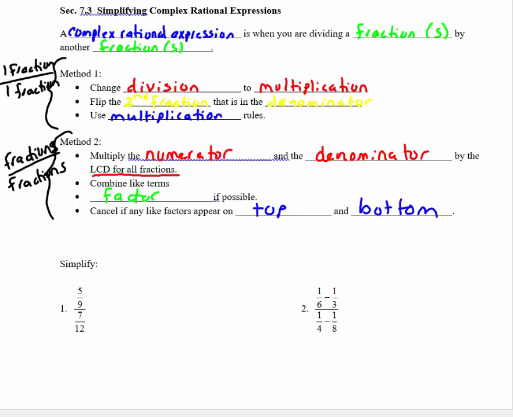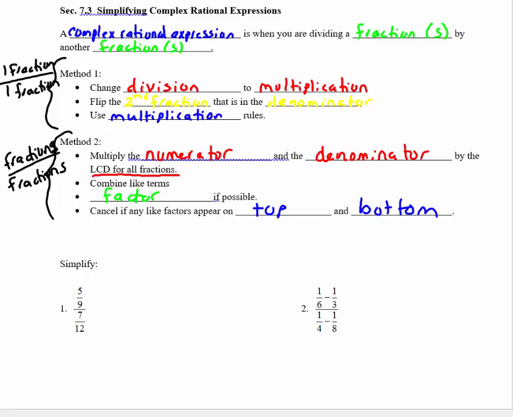So, a complex rational expression is when you're dividing a fraction or fractions by another fraction or fractions. So you're going to see lots of fractions in this section. We have two methods to solve. Method 1 is when you have one fraction over one fraction. The steps would be to change division to multiplication, then flip the second fraction, that's the one in the denominator, and then use multiplication rules. So again, we use method 1 when we have one fraction over one fraction.